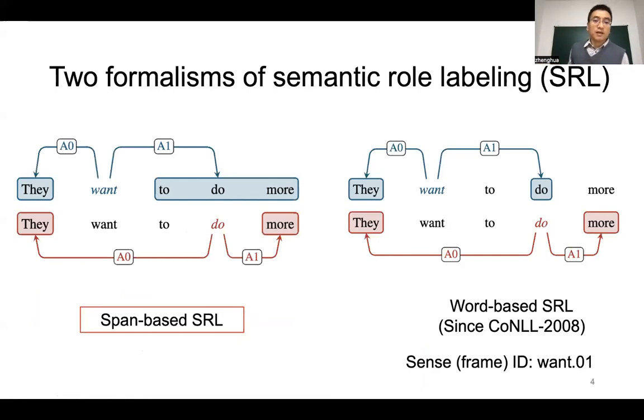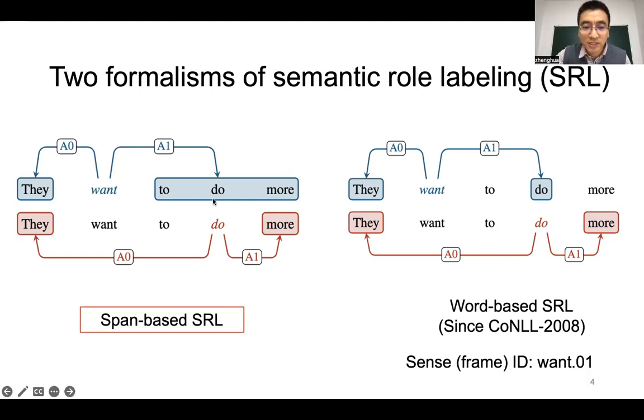Let's get back. The span-based approach doesn't need to distinguish the word sense. In this talk, we focus on span-based SRL. And in some sense, I think span-based SRL is more complex because it has to determine the boundaries. According to my experience, determining the boundary of arguments is very difficult for human annotators, so I think it's also very difficult for models.